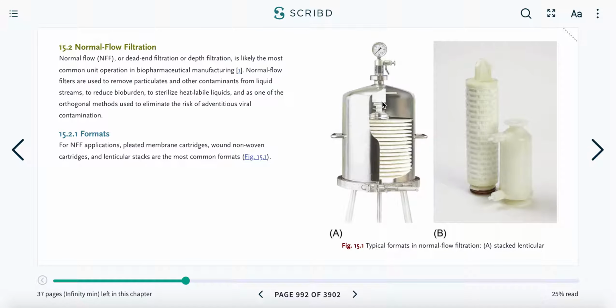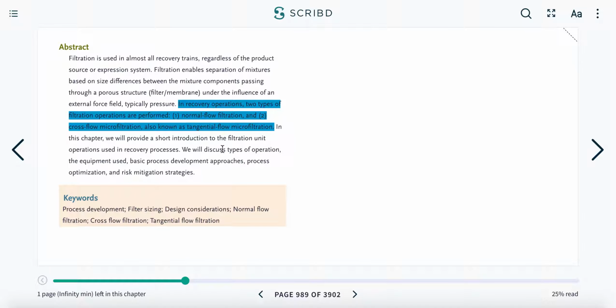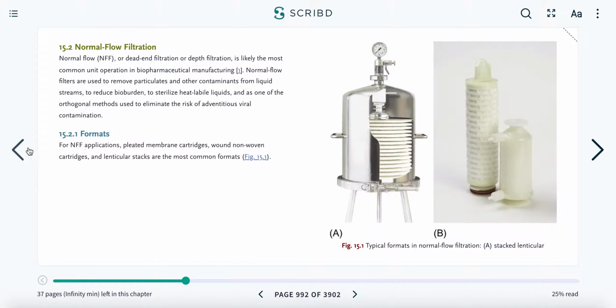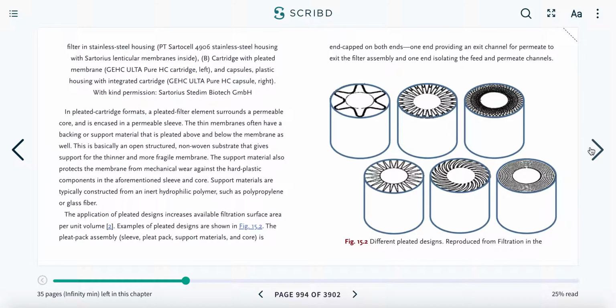So this is an example of normal filtration. As you know, there are two types of filtration: normal flow filtration and tangential flow filtration, which is also known as cross flow microfiltration. So this is normal filtration. As you can see, these are the lenticular filters. They are stacked up, and the pressure is applied, and the filtration happens.